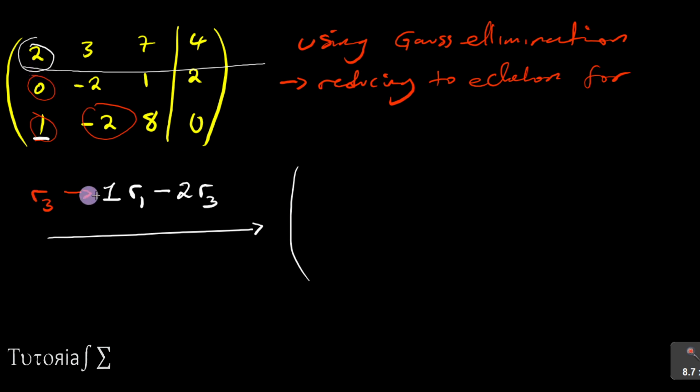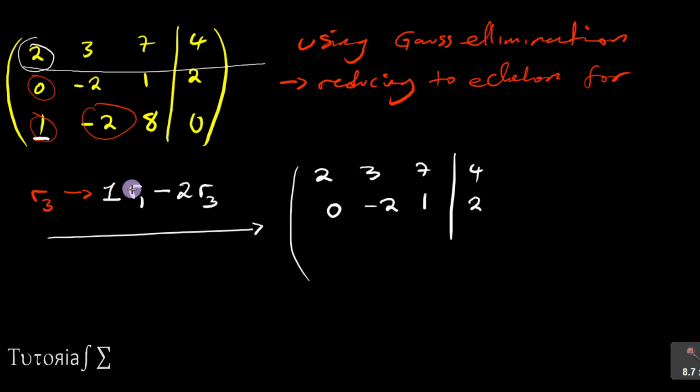Since we are changing row 3, row 1 remains unchanged, which we have 2, 3, 7, and 4. Then row 2 also remains unchanged, which we have 0, -2, 1, 2. And now row 3, we say on row 1, so let me just do this.